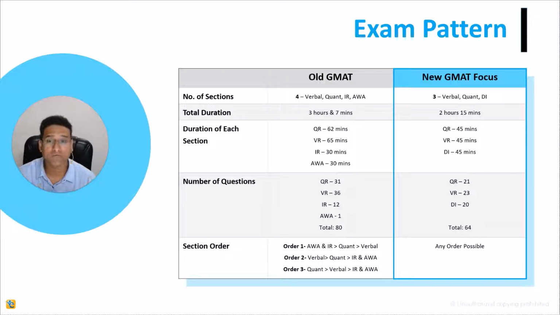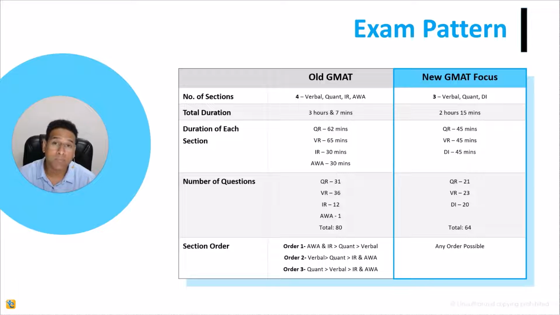If we look at the duration of each section, quant used to be 62 minutes long, verbal 65, and IR and AWA 30 minutes each. However, in the brand new GMAT Focus, each of the 3 sections is just 45 minutes long. So clearly, the test is much shorter than it used to be before.